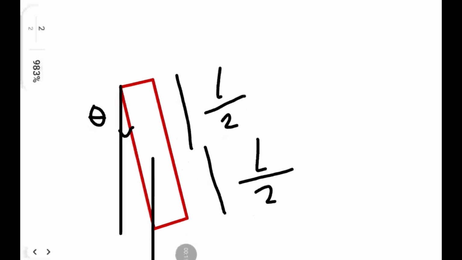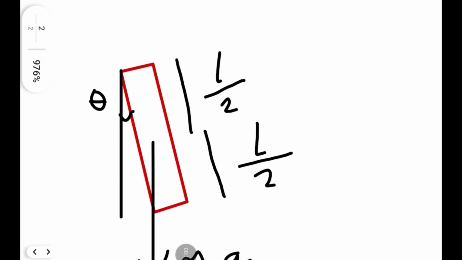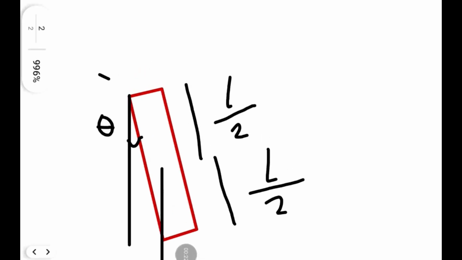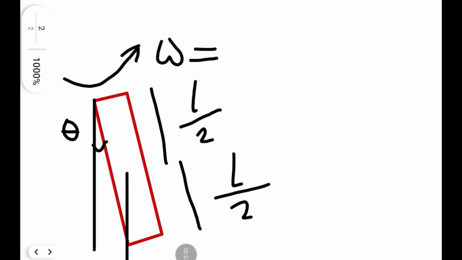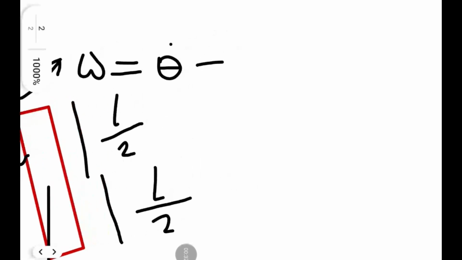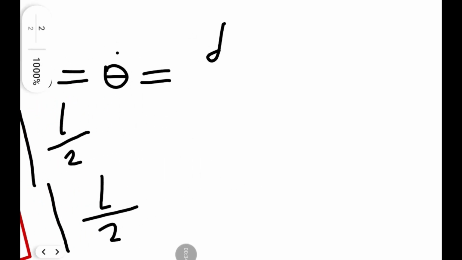As you can see here, this is our compound rod. What we're going to do now is draw the first part, which is the angular velocity. We're going to assume it is in this direction. Angular velocity can also be written as theta dot, which is equal to d theta by dt.